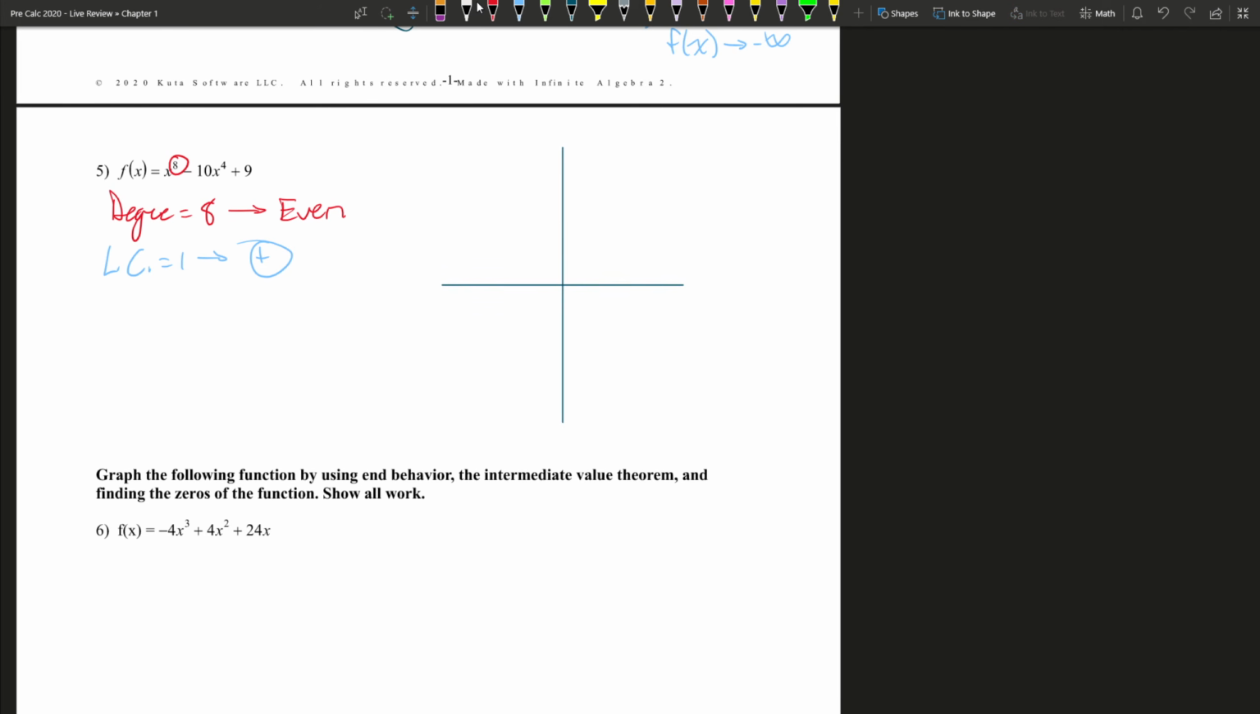All right, so if we drew this, it would look a lot like the first one. Right, it rises on the left and on the right. So as x approaches positive infinity, f of x also does. And as x approaches negative infinity, f of x still goes up.